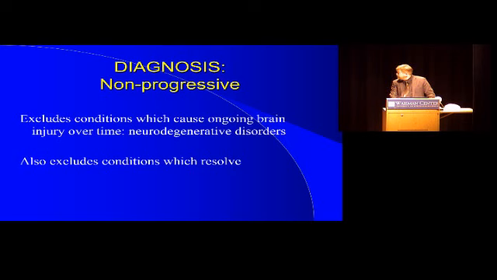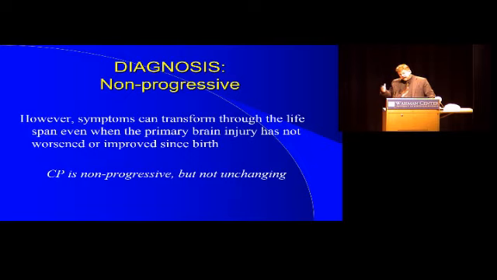But most people with cerebral palsy have changes through the lifespan. So even though what happened in the brain in infancy didn't change, it's the same set of neurons that are developing through life. The appearance can be very different in a teenager than it is in a two-year-old. So although cerebral palsy is non-progressive, it doesn't deteriorate over time, it isn't unchanging.